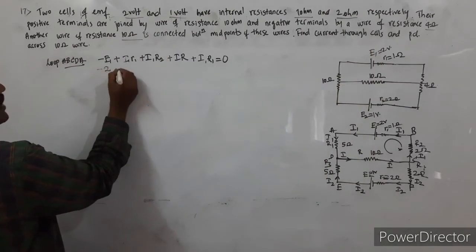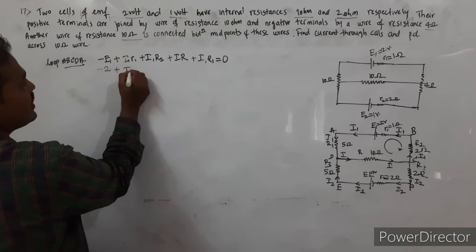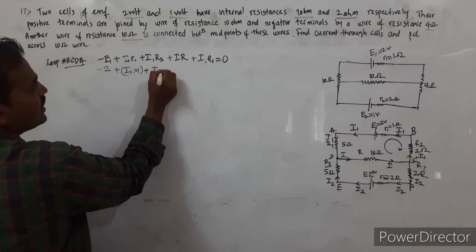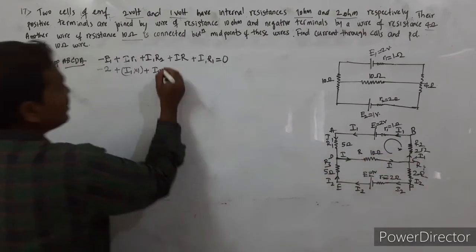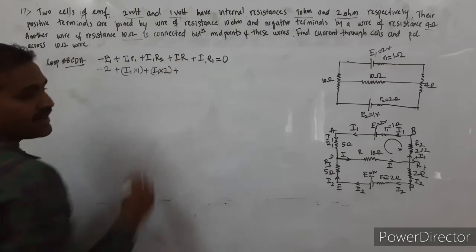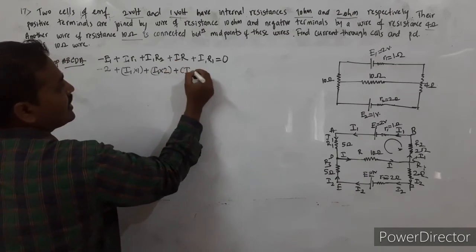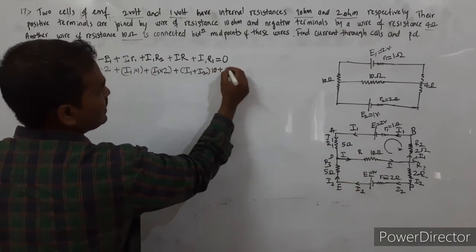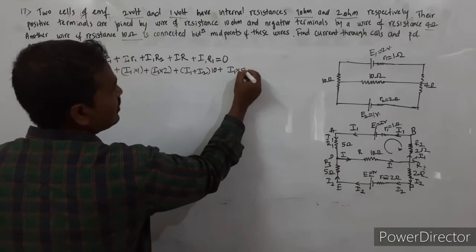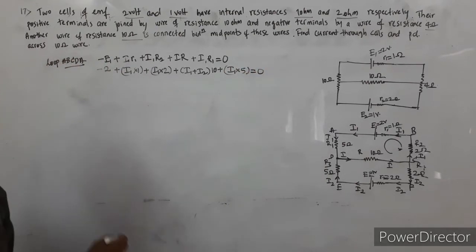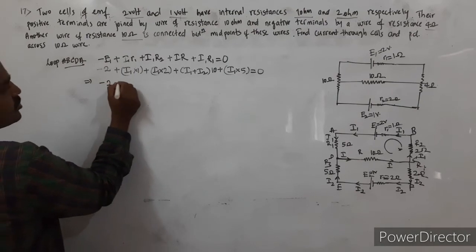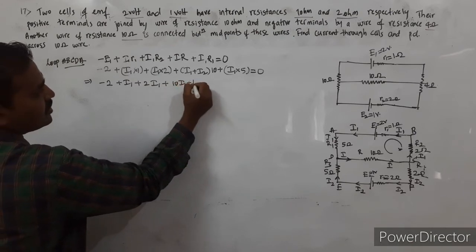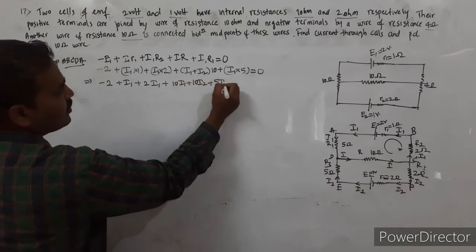That I write as minus 2 plus I1 into R1, which is 1, plus I1 into R2, which is 2 ohm, plus I1 plus I2 into capital R, which is 10 ohm, plus I1 into R1, which is 5 ohm, so that is equal to 0. Let us simplify this. I write it as minus 2 plus I1 plus 2I1 plus 10I1 plus 10I2 plus 5I1 is equal to 0.